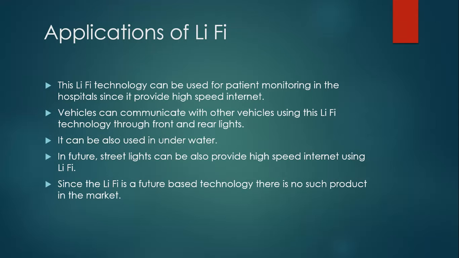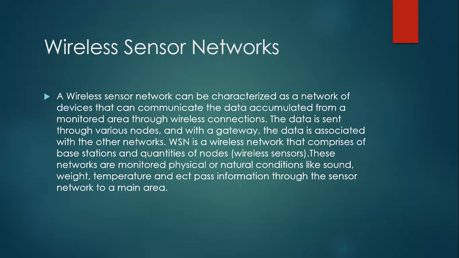And then we'll come on to wireless sensor networks. A wireless sensor network can be categorized as a network of devices that can communicate data accumulated from a monitored area through wireless connections. The data is sent through various nodes and a gateway. The data is associated with other networks.